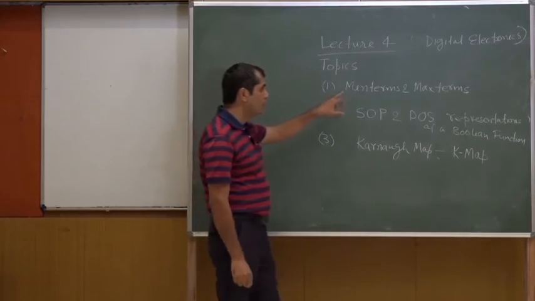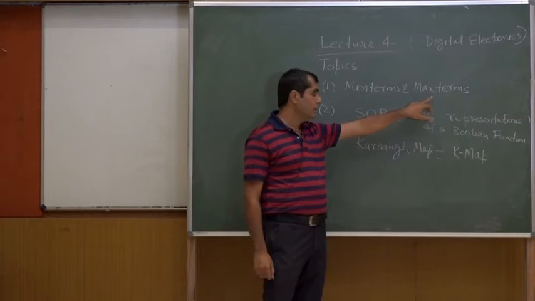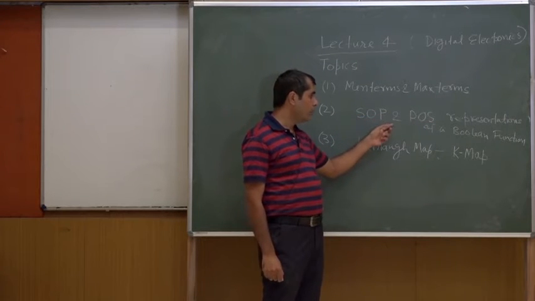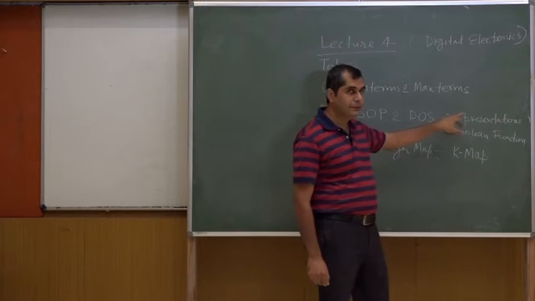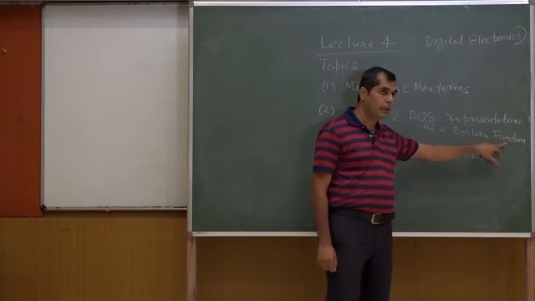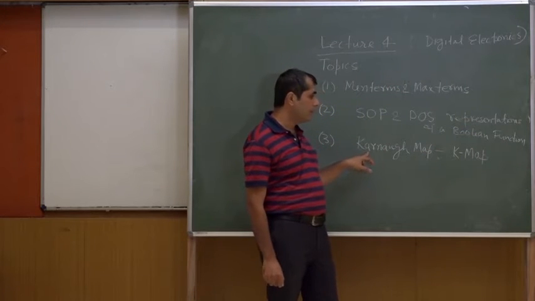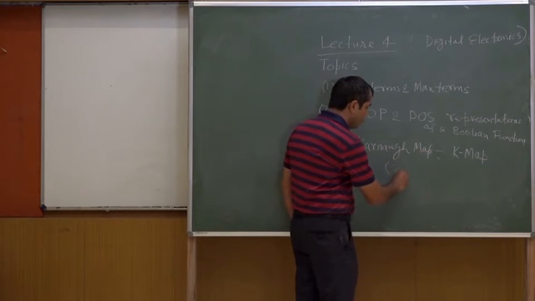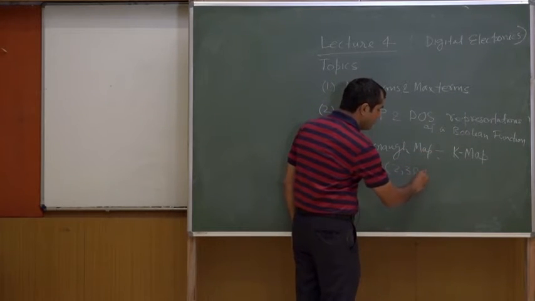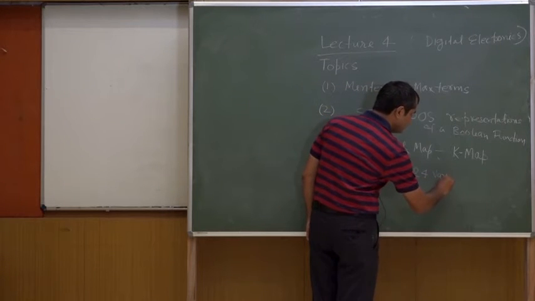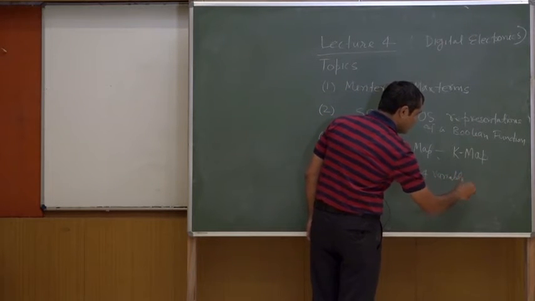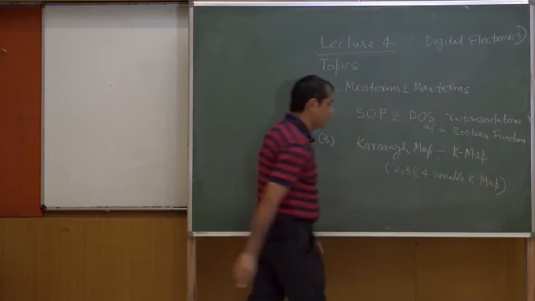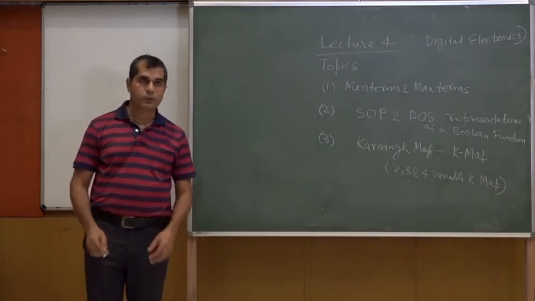First, we will talk about the min terms and max terms. Then, we will discuss the sum of product and product of sum representations of a Boolean function. And then I will introduce the concept of Karnaugh map, K-map. We shall be talking about 2, 3 and 4 variable K-maps. Okay, so let's start.